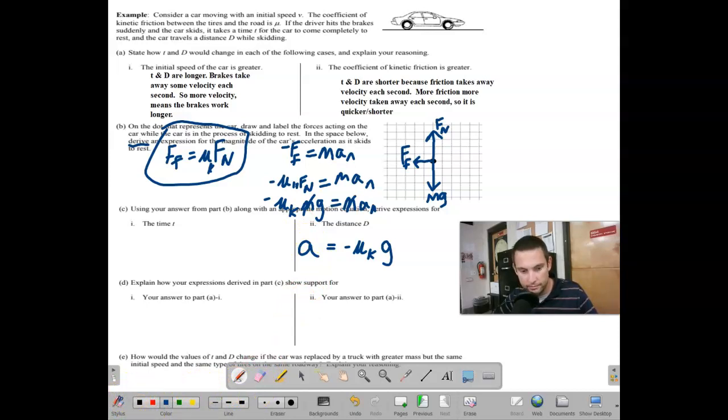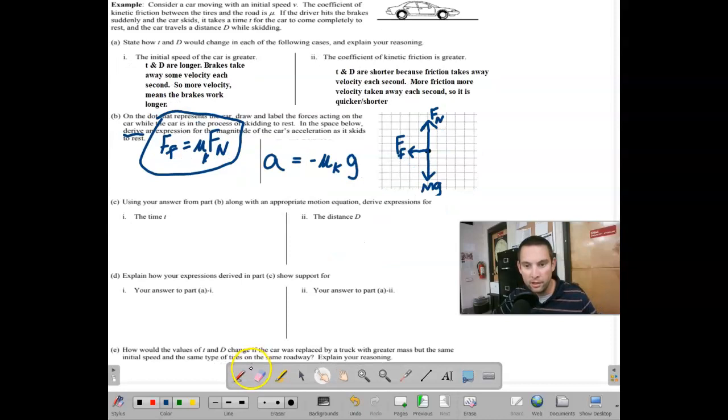Just guess. Use your answer from part B along with an appropriate motion equation to derive an expression for t. All right, so t, what do we have?